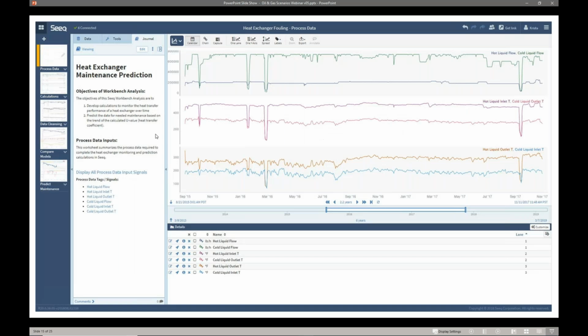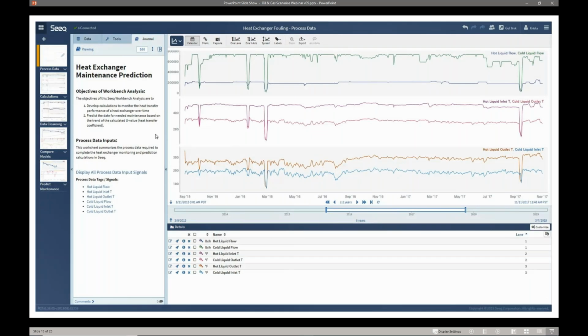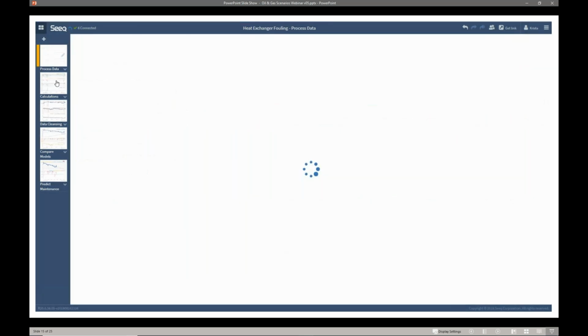So with that, I'd like to show you how we've approached this solution in Seeq. I've started here in my Seeq Workbench analysis, and I've loaded in my relevant data. I have my hot and cold liquid flows and also inlet and outlet temperatures. I've broken this analysis down into several worksheets, and you'll also notice that I'm going to leverage my journal to help walk through this analysis.